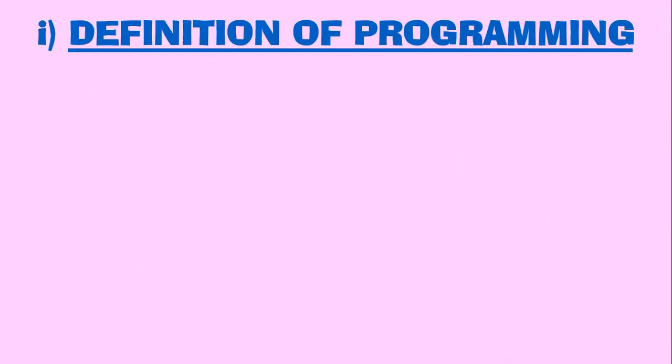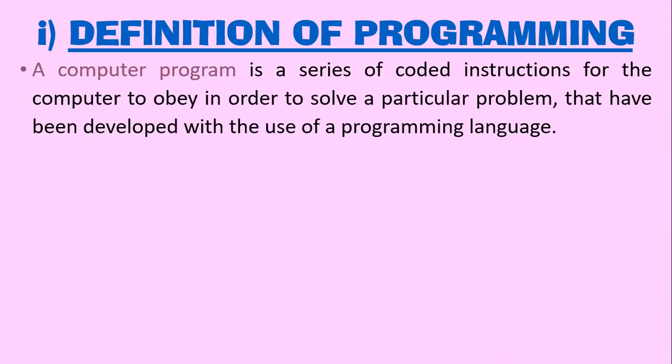Let's now commence by looking at the definition of programming. When we talk about a computer program, we are referring to a series of coded instructions for the computer to obey in order to solve a particular problem that have been developed with the use of a programming language.